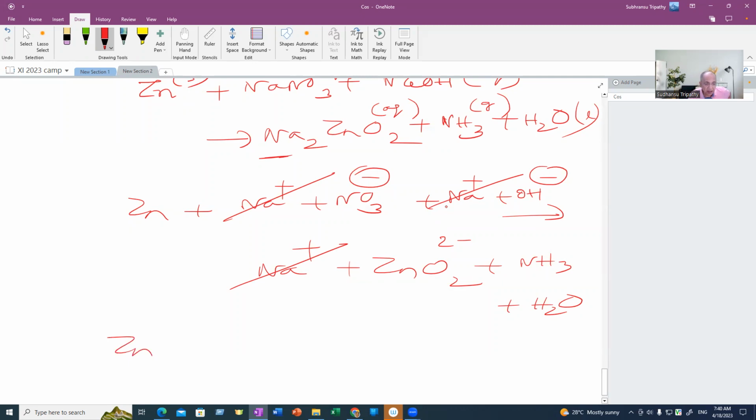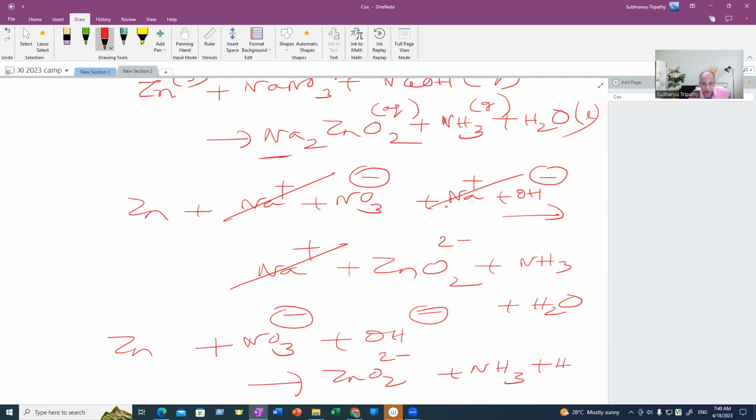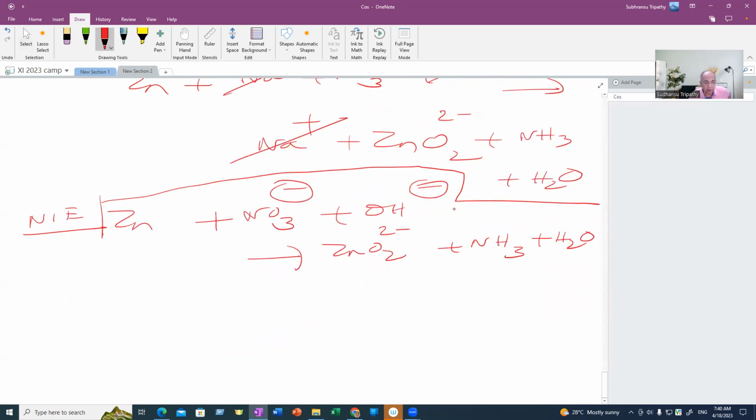Yes, zinc will remain because zinc has changed. Nitrate ion will remain because it has changed to ammonia. Plus OH minus ion gives rise to ZnO2 2 minus plus ammonia plus water. So this is the net ionic equation I was expecting from you, but since I gave a wrong question, you took a long time, and this time I did not give ample time because we are running short of time.